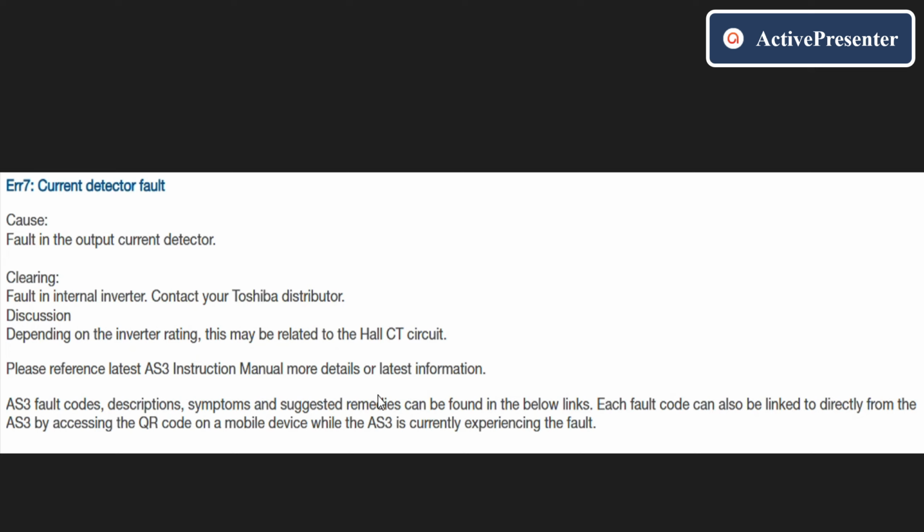So if this error comes, the major chance is a fault in the CT, which is giving the data to your PCB, the printed circuit board. There is a major chance that in the repair you need to replace the power card, or it could be the CT also. Your manufacturer will support you in this situation.